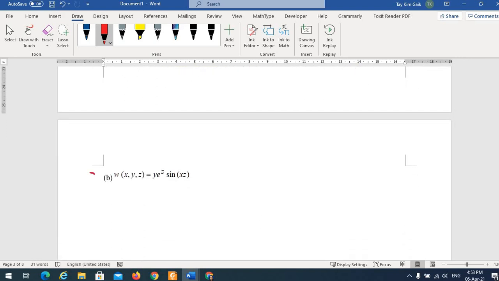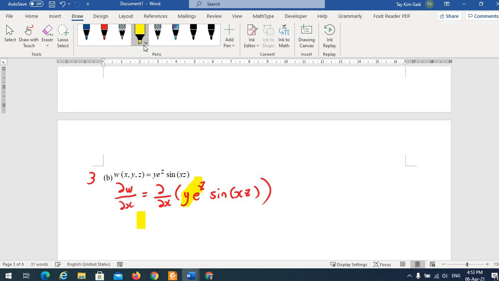So this is 3b. Find the first partial derivatives. Then find del w del x. Del del x of y exponent z sin xz. When del del x, y exponent z is constant, these two constant, factor out. So you have y exponent z, then you del del x of sin xz.